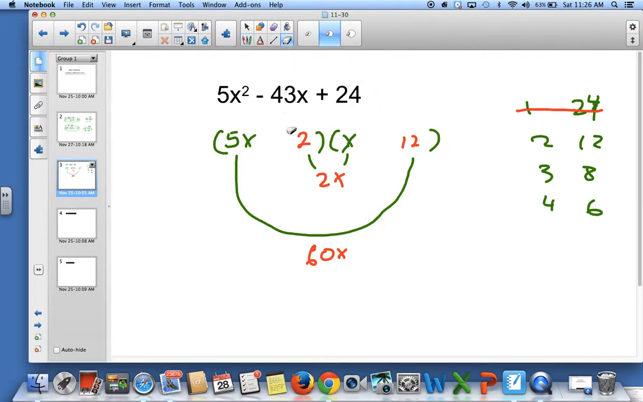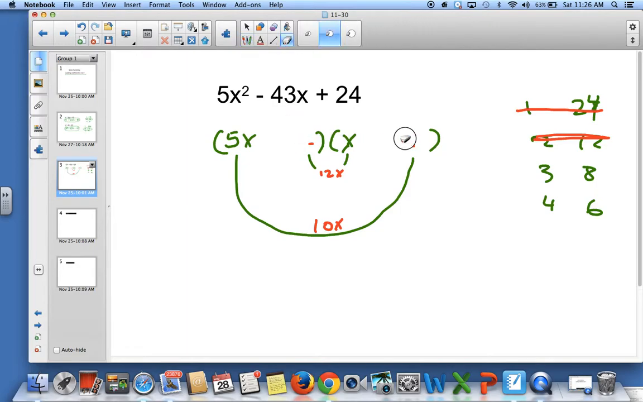Let's switch the order of these. So now I'm going to put a 12 here and a 2 here, and I say 2 times 5, that's 10x. 12 times 1 is 12x. They add together to be 22x, not 43x. We've eliminated 2 and 12, and then we just work our way through all the numbers.